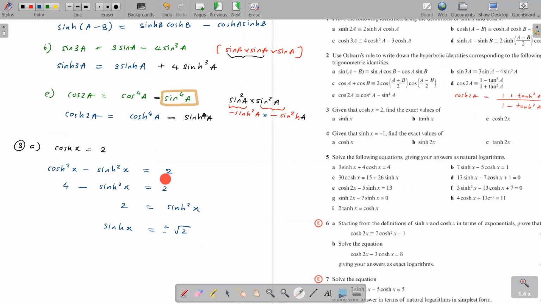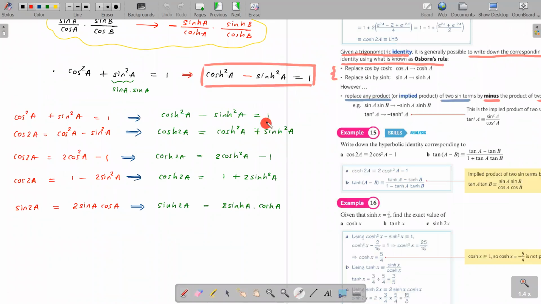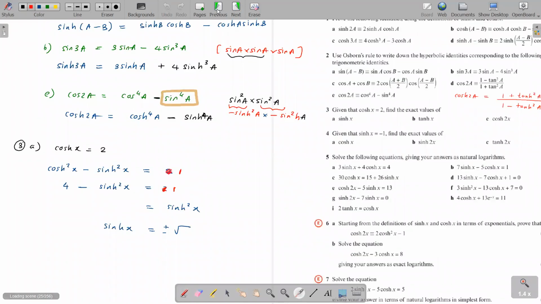Yeah, sorry guys, over here. Okay, so I've made a mistake, right? So cos square x minus sine square x is equal to 1, right? Okay, this is equal to 1. Sorry about that. That's your identity, right? Cos square minus sine square equals 1 is our identity. Okay, so that's going to give you 4 minus 1, that's 3, and you get sine x is equal to square root of 3, plus or minus.